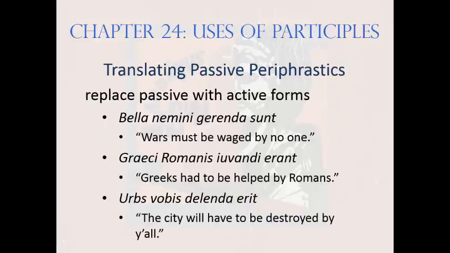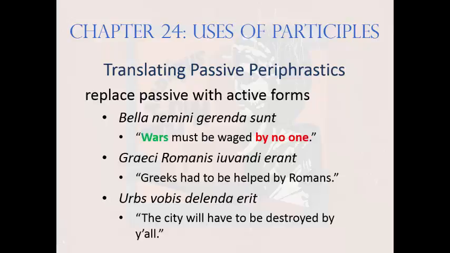let's practice converting passive periphrastic into active voice constructions in English without changing the meaning of the sentence. Start with the first sentence. Bella nemini gerenda sunt. Literally, wars must be waged by no one. Change the English sentence to active, please. How do you do that?